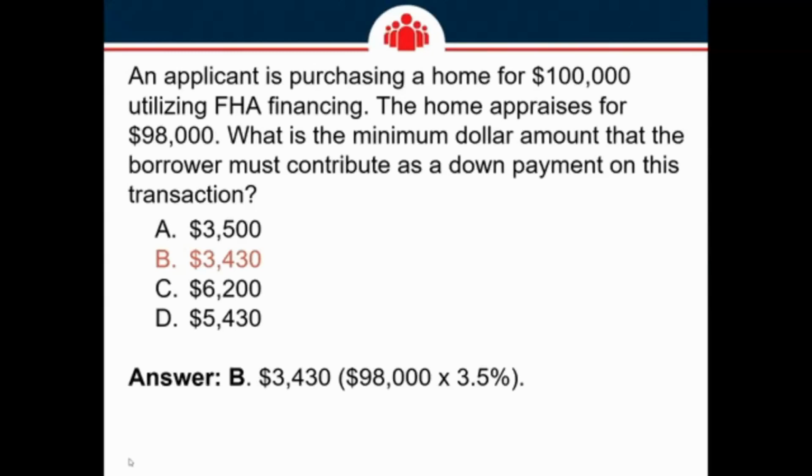Just make sure you remember that sometimes they'll call it the minimum down payment, sometimes they'll call it the minimum investment. It means the same thing. If it's a conventional conforming loan or any other type of loan, they'll give you the rate. But if it's an FHA loan, they'll generally just say FHA, and you're supposed to understand that FHA loans generally have 3.5% down payment.